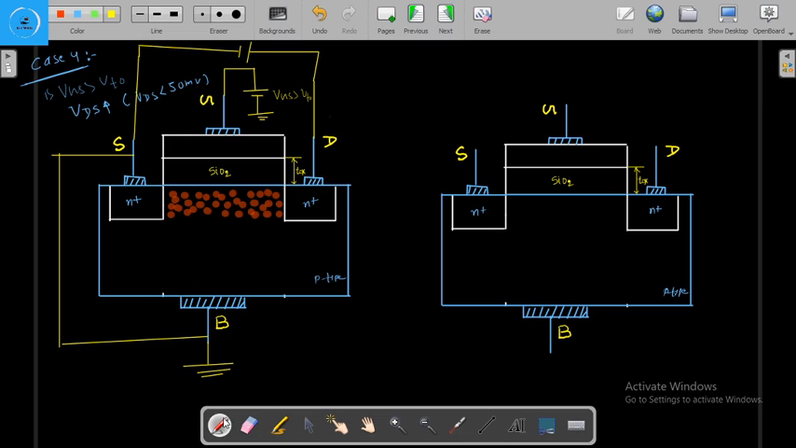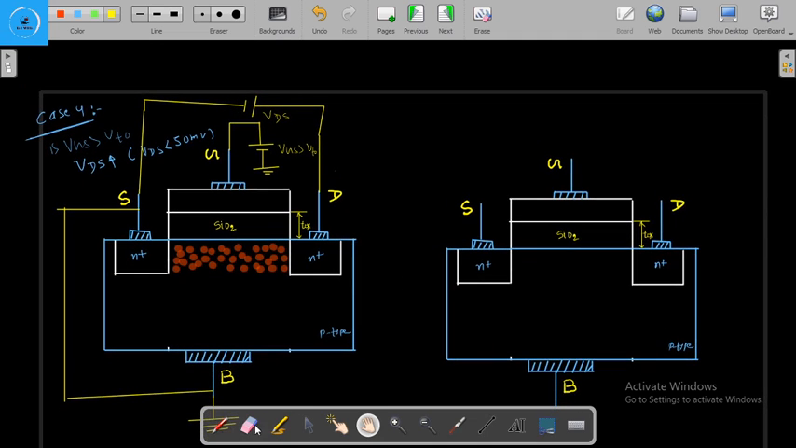So this is the VDS. The positive terminal is connected to the drain, and the negative terminal is connected to the source. And we are increasing this VDS less than 50 millivolt, or till 50 millivolt, by a small amount.